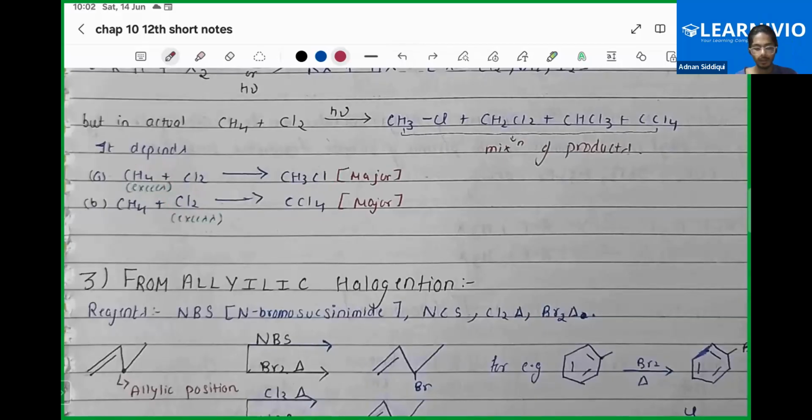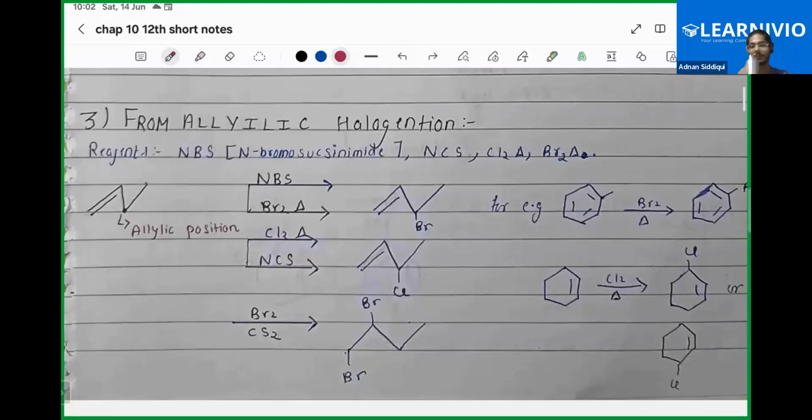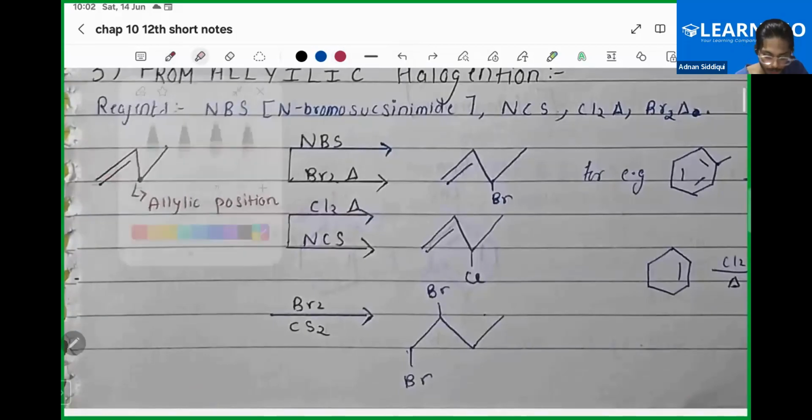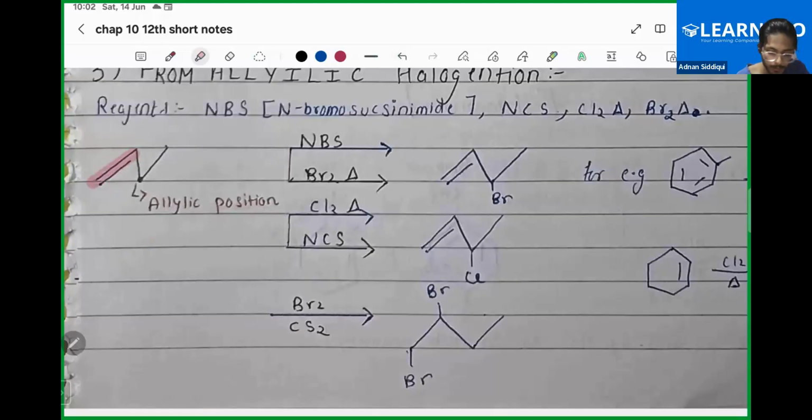Now, the next method is from allylic halogenation. What is allylic position? I told you in the first class, right? Allylic position is the position where we have a double bond, and to this double bonded carbon, the next carbon. This is the allylic position if something is attached to it, right? So the carbon which is directly attached to a double bonded carbon is the allylic position, right?